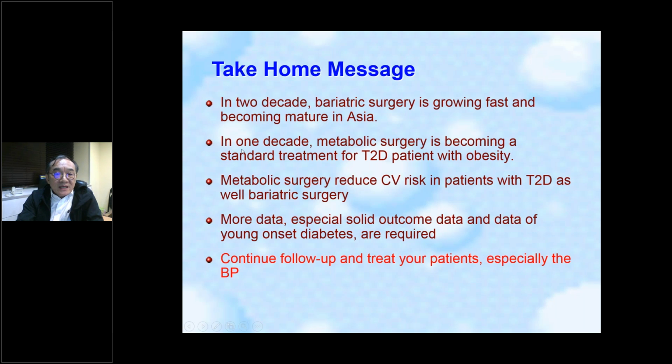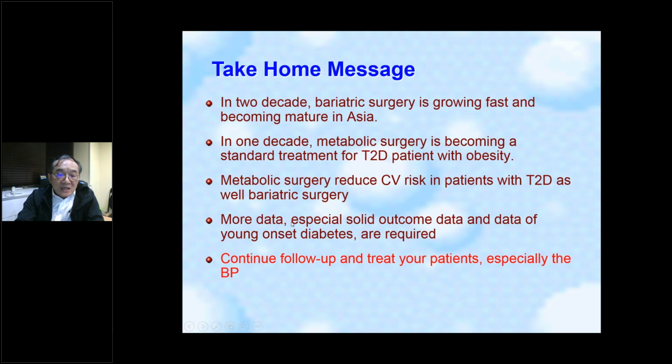And in 1 decade, metabolic surgery has also become a standard treatment for type 2 diabetes with obesity in this region. We can say metabolic surgery reduces cardiovascular risk in patients with type 2 diabetes as well as bariatric surgery does. According to our newly published paper, from the UKPDS risk engine, the risk reduction is quite similar to what we see in bariatric surgery.